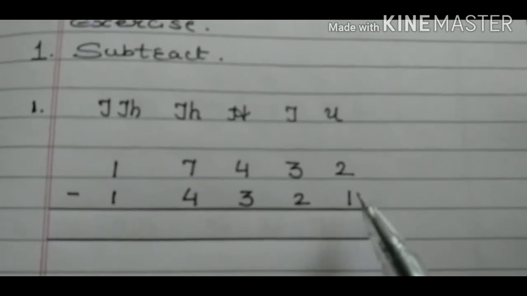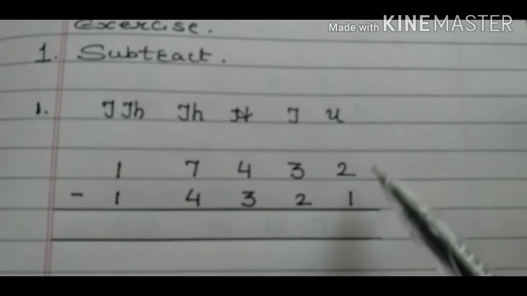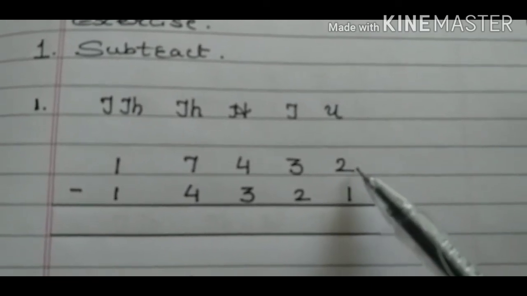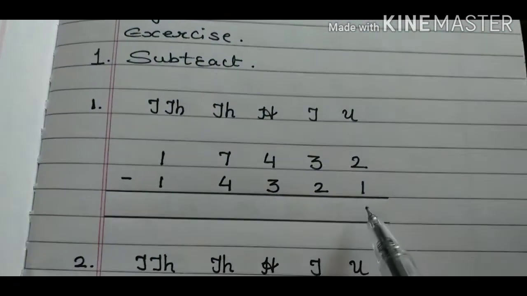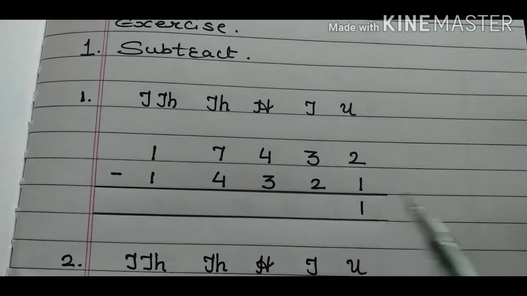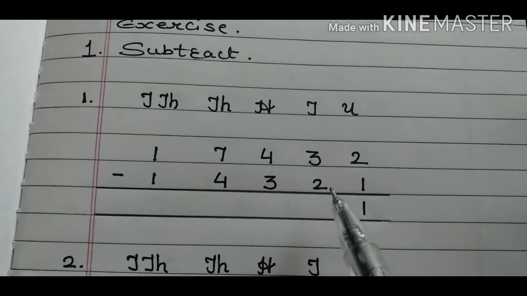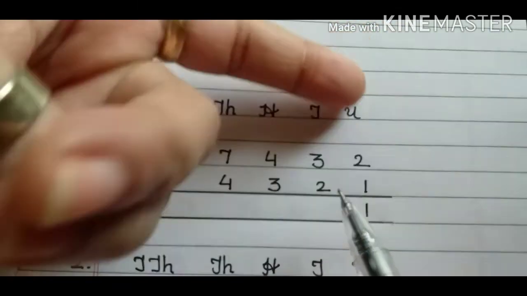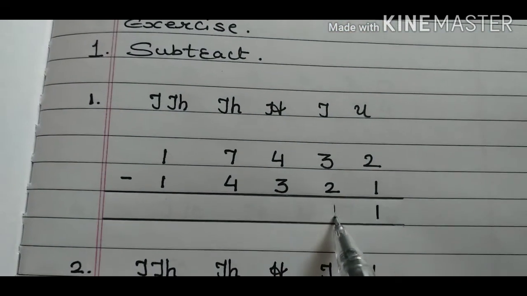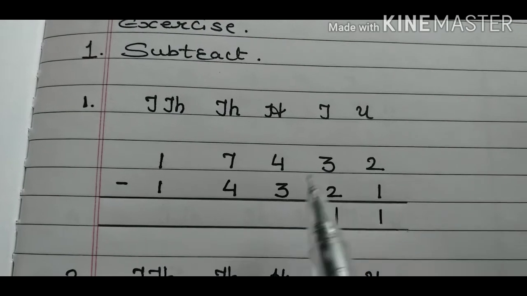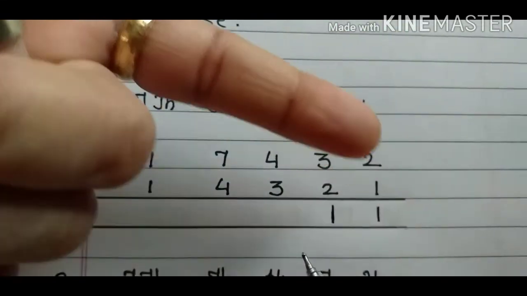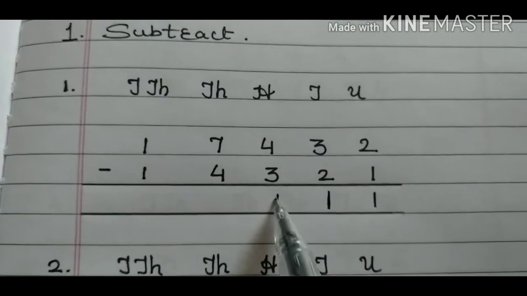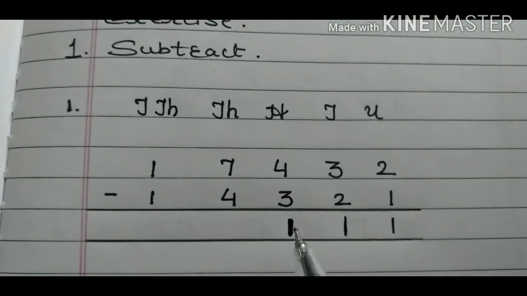You know already the rules for the subtraction. Starting from the units place, this is 2 minus 1. You know that 2 minus 1 is 1. So write down 1 in units place. In tens place, 3 minus 2. So 3 minus 2 is 1. Write down 1 in tens place. In hundreds place, 4 minus 3. So 4 minus 3 is also 1. Write down 1 in hundreds place.